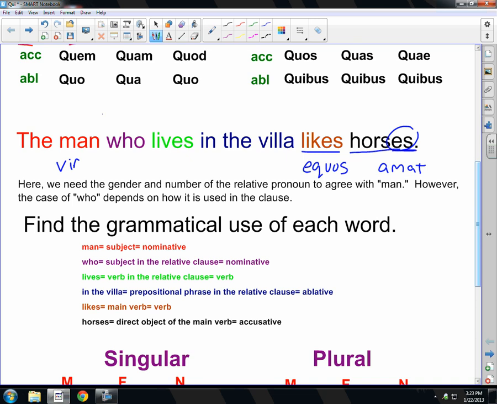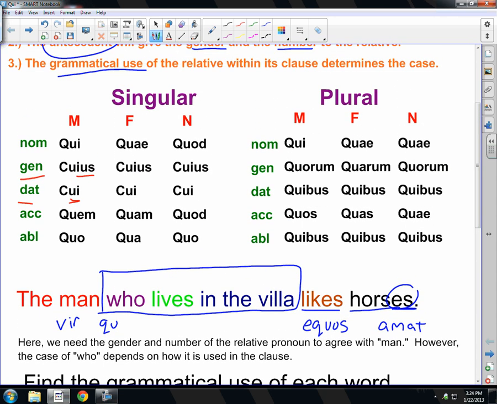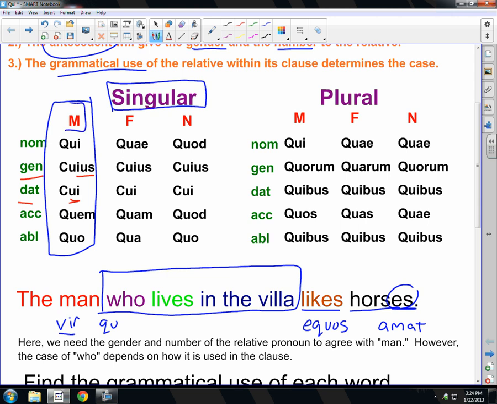And now we have to break down this relative clause. We're always going to start our relative with the QU word. So we're going to put QU here. We're going to ask ourselves, what is its number and what is its gender based on man? Man is masculine and singular. So I'm going to go to singular. I'm going to go to masculine. The answer to that qui has to be one of those five words. It has to be masculine and singular. So one, two, three, four, five choices.